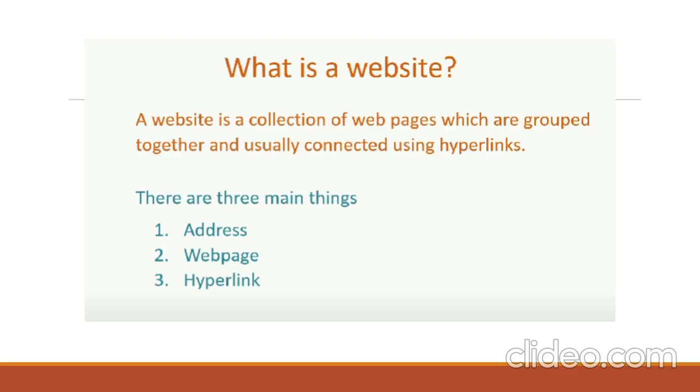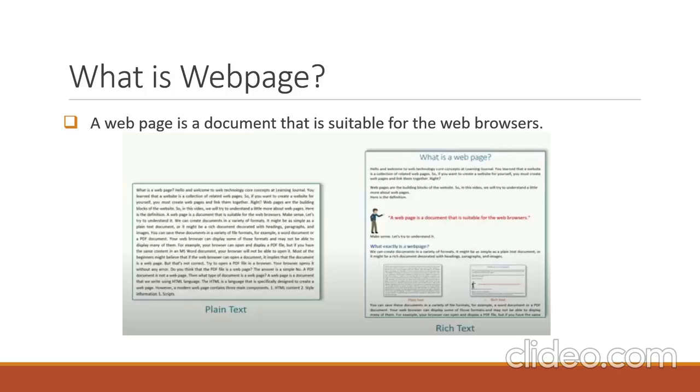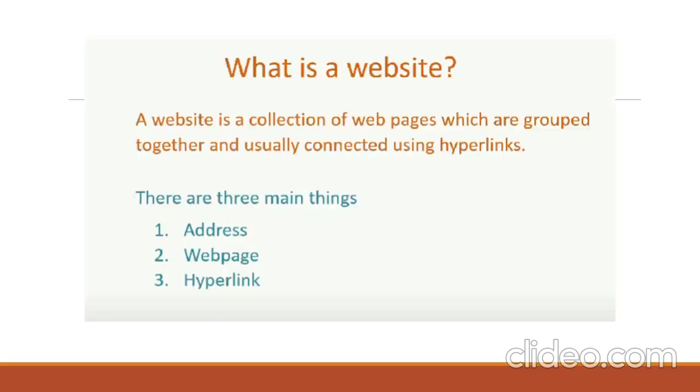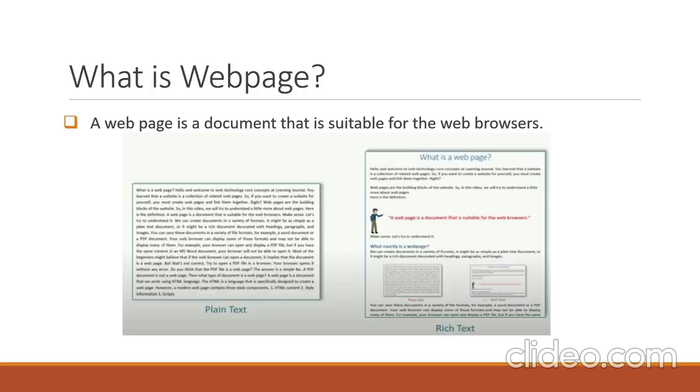There are three main things in a website, that is the address, which is a main thing, then the web page. What we see on the screen is a web page, and in that web page we have several hyperlinks. Okay, what is a web page? A web page is a document. This is the website. In that website we have two or more hyperlinks, and by clicking the hyperlinks we go to every web page.